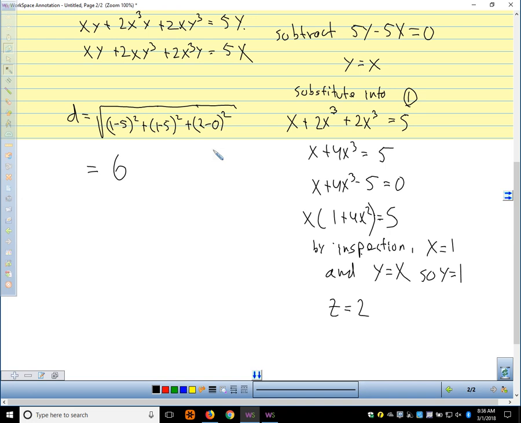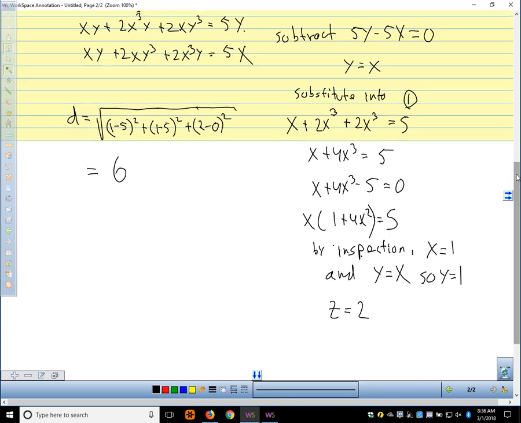6 units would be the minimum distance. And the point on the paraboloid is the point (1, 1, 2). All right, isn't that a nice problem? And we're done. Nice algebra.